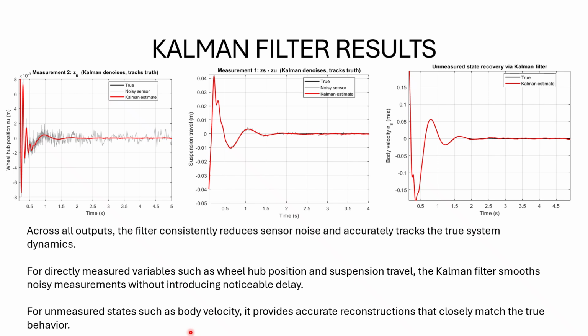So these are the Kalman filter results, and these results effectively reduce noise and help us to closely track the true dynamics of our project. Here you can see for directly measured variables such as the wheel hub position and the suspension travel, the Kalman filter smoothes the noisy measurements without introducing any noticeable delay. And for the unmeasured states such as body velocity, it provides accurate reconstructions that closely match the true behavior that we're looking for.